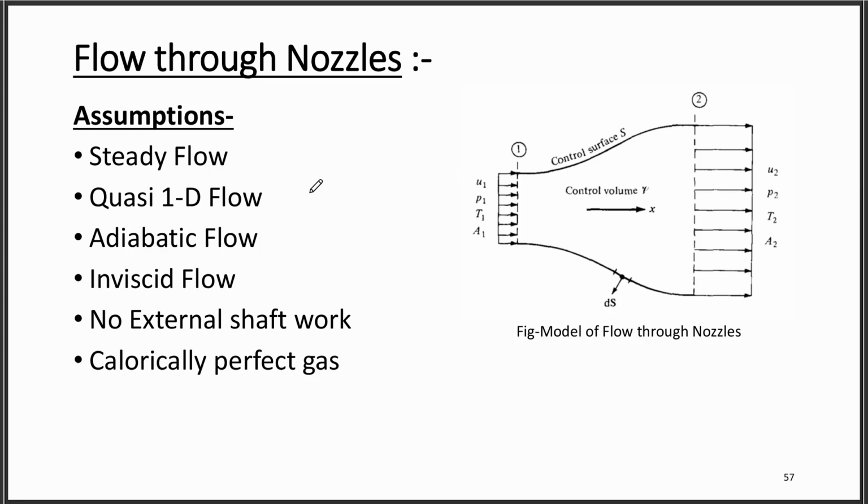There are some assumptions: the flow is a steady flow. It is quasi-1D flow, it is not 1D. The flow is adiabatic, there is no heat transfer. The flow is inviscid, there is no external shaft work, and it is a calorically perfect gas.